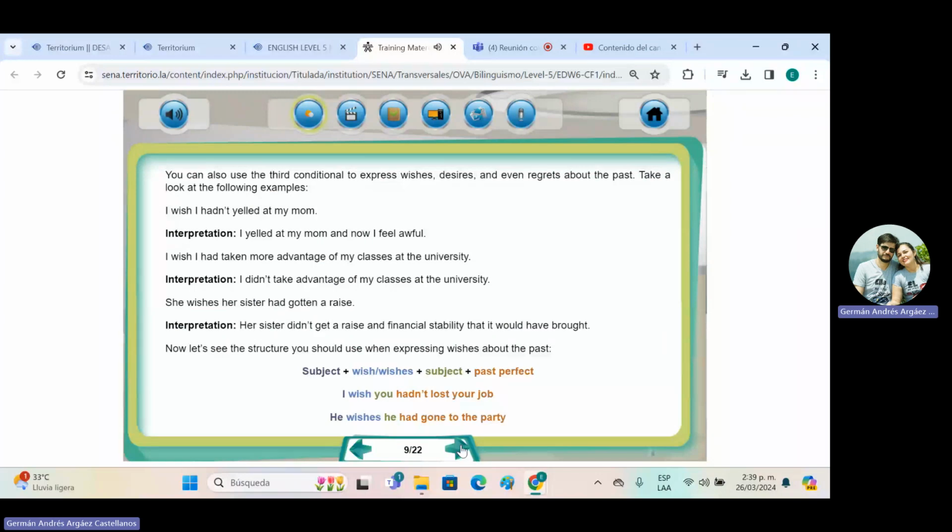Now let's see the structure you should use when expressing wishes about the past. Subject plus wish or wishes, plus subject, plus past perfect. I wish you hadn't lost your job. He wishes he had gone to the party.